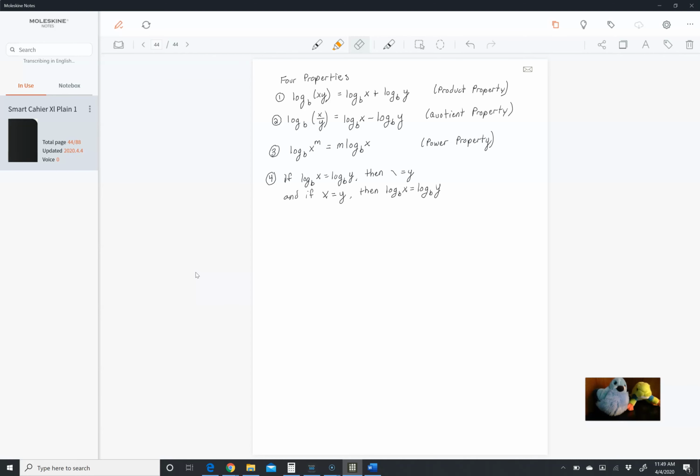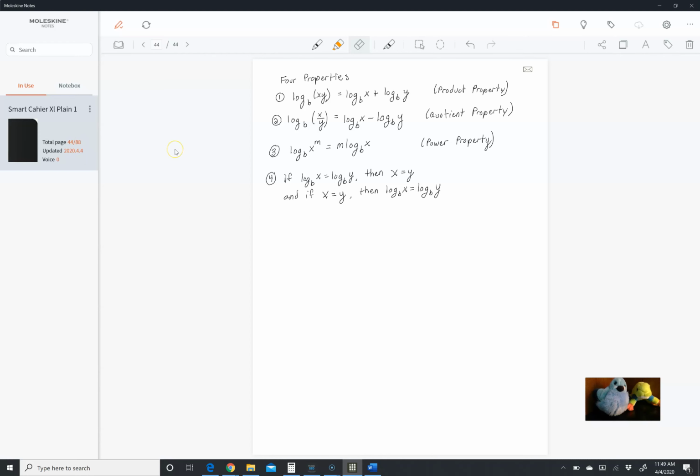If we know that x is equal to y, then we know that the logs are equal. And if the logs are equal, then we know x equals y. And notice that the bases are always the same, okay? If we have log base 3 of 7 plus log base 2 of 8, we can't combine, we can't condense. It's got to have the same base. Different bases, you just leave it. Just like in exponents, if you have different bases, you can't combine the exponential expressions, okay?